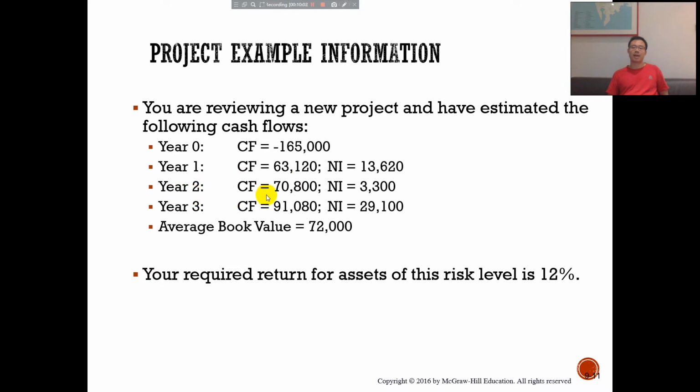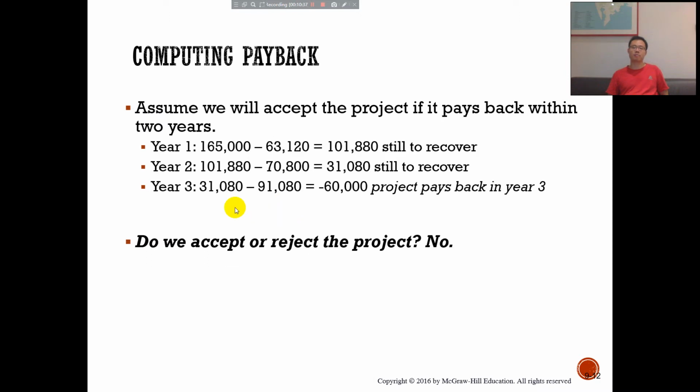Can I get all of the money back in year 2? Not really, because the sum of the two cash flows here, 63,000 plus 70,000, is 133,000 and a little bit more, which is still smaller than the initial investment. That means at least we need to get all of the money investment back at year 3. So this is a calculation process.